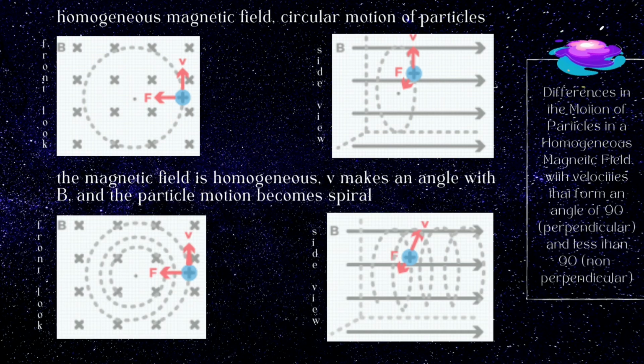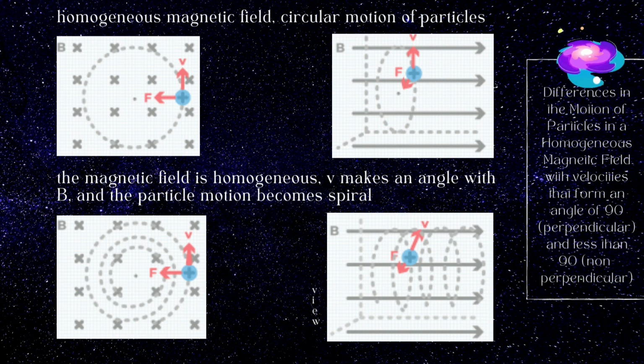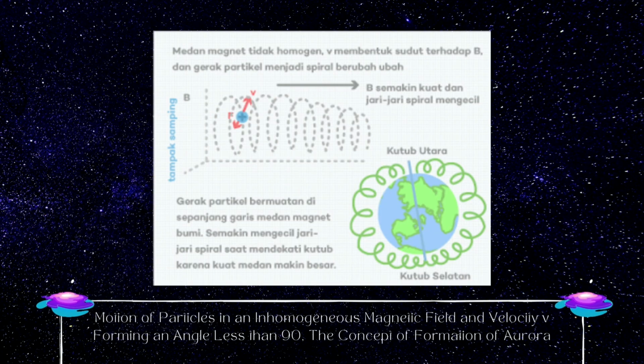Based on this feature, we can distinguish the motion of charged particles in homogeneous and less homogeneous fields. The stronger the magnetic field, the smaller the spiral motion. That's what happens in the north and south polar regions. As we can see in the figure, there is a difference in the motion of particles in a homogeneous magnetic field with velocity that forms an angle of 90 degrees and less than 90 degrees. And next we can see the motion of particles in a non-homogeneous magnetic field where the velocity forms an angle of less than 90 degrees, which is the concept of aurora formation.